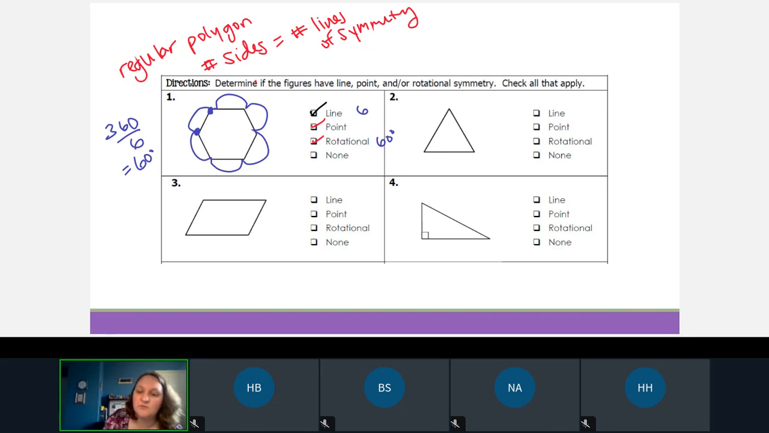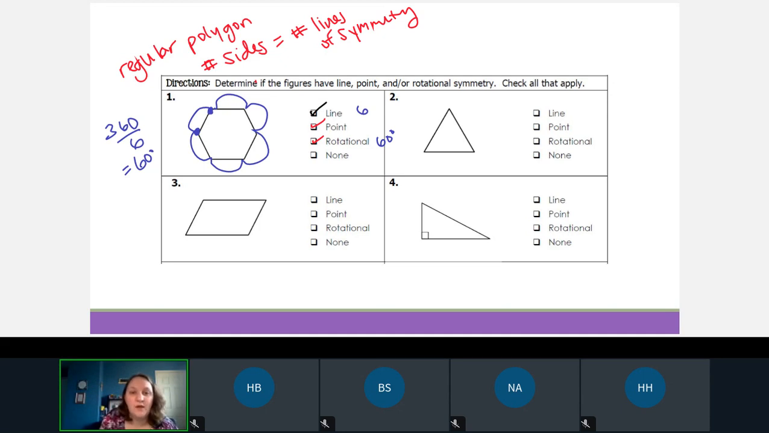Okay, so just some questions they might ask you in addition to deciding what kind of symmetry it has. They might ask you how many lines of symmetry it has. They might ask you what the degree of rotation is. So to find your degree of rotation, how many times can you turn it? 360 divided by that number.